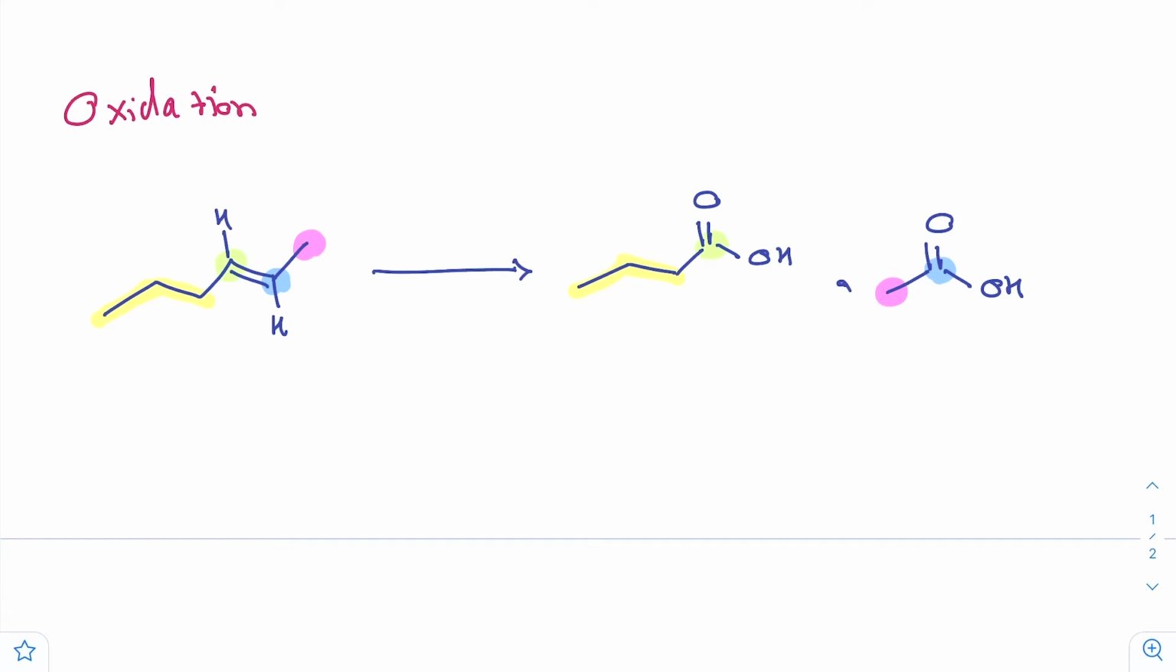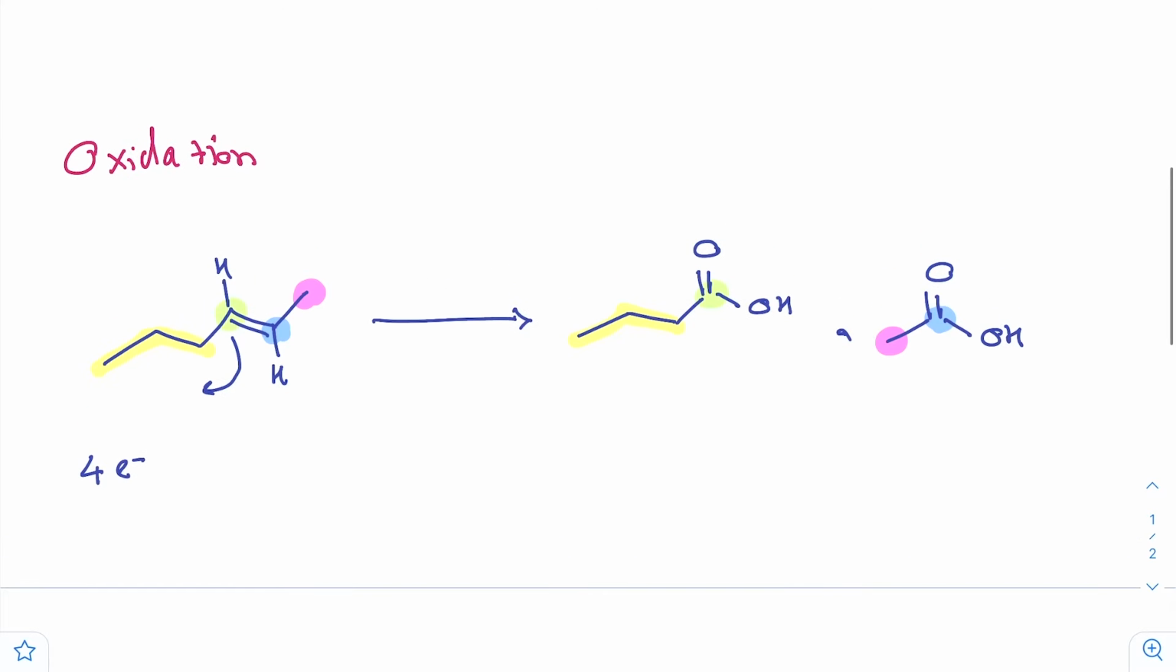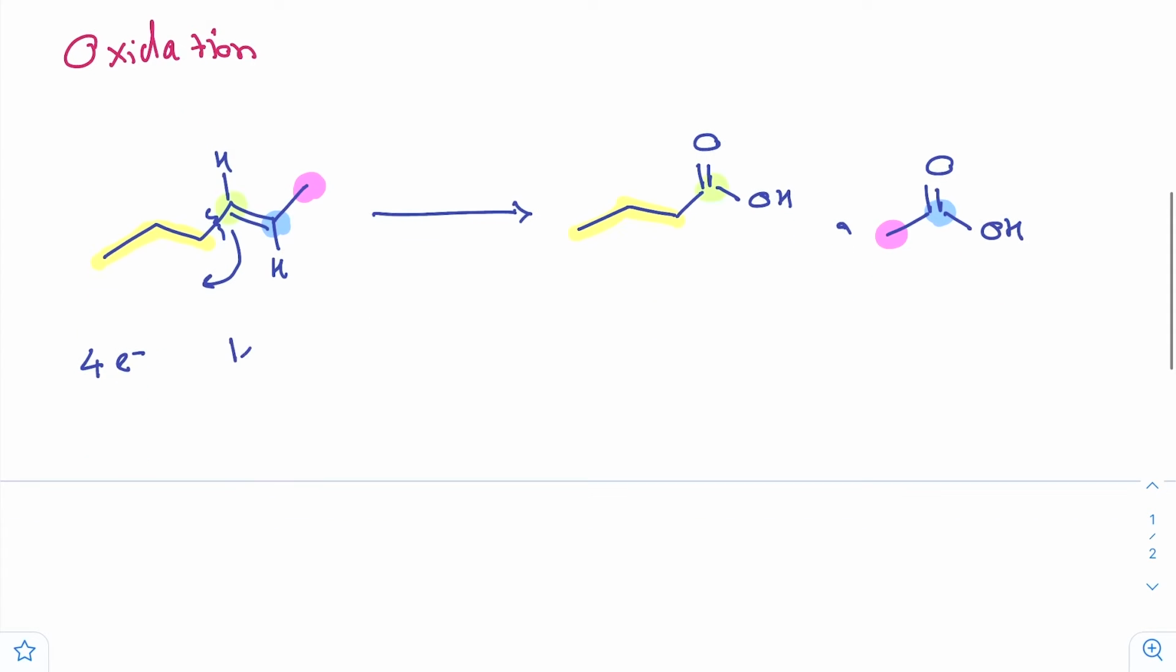Alright, so for this molecule, I'm going to use a slightly different method to calculate the oxidation state of the blue carbon and the green carbon. So this carbon is expected to have 4 electrons, okay? It has 1 electron from this carbon-carbon bond, so I'm going to write 1 electron here. It has 2 electrons from these carbon-carbon bonds for oxidation state purposes.